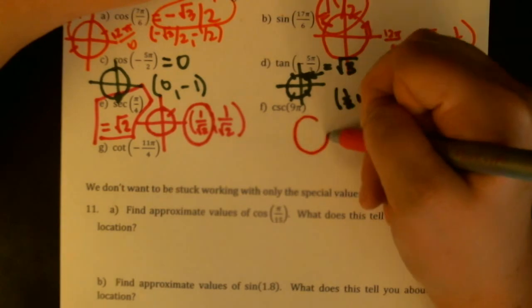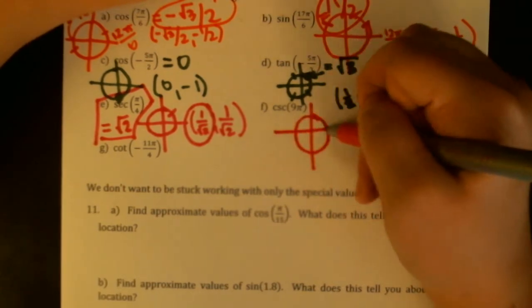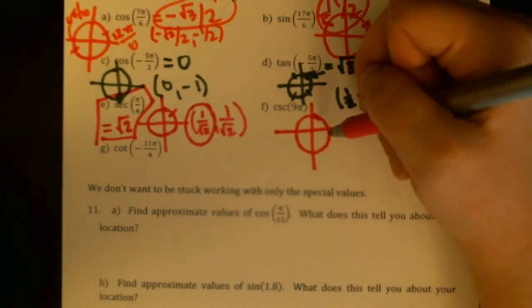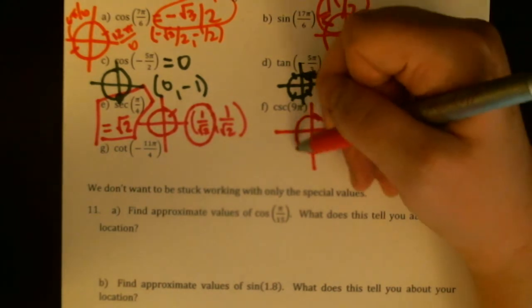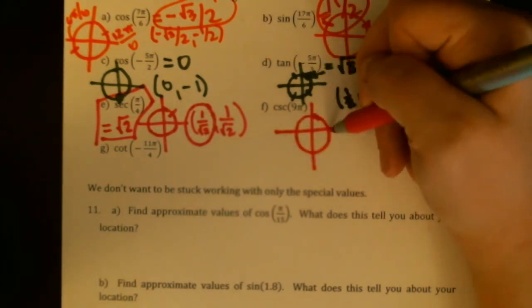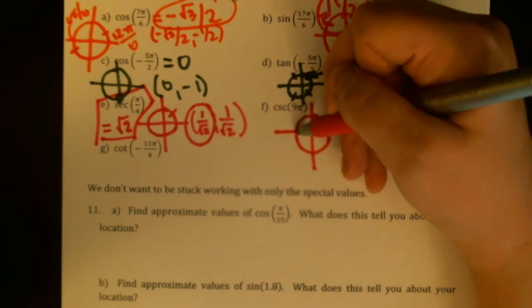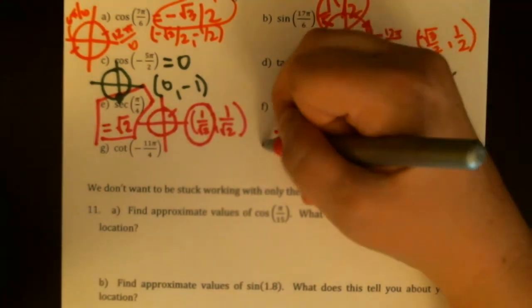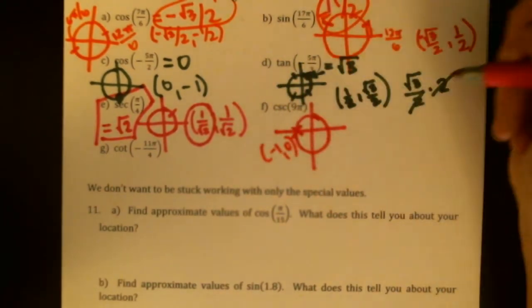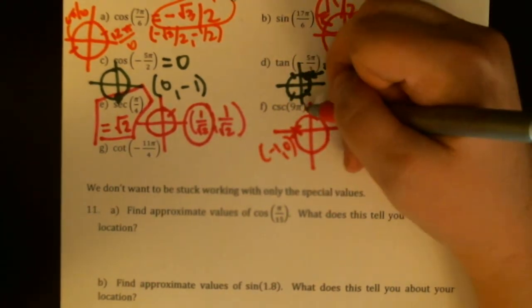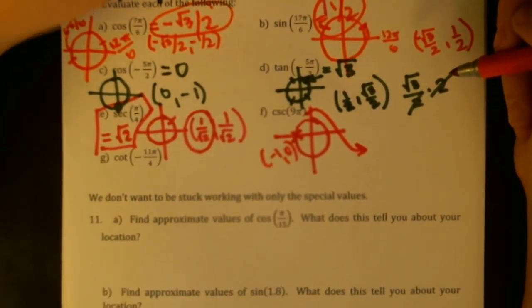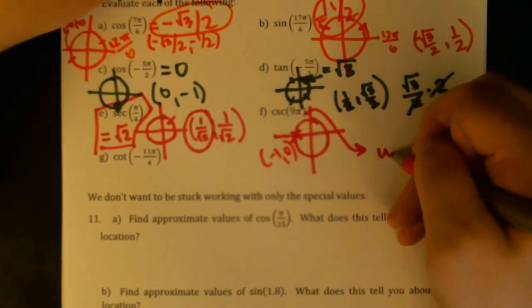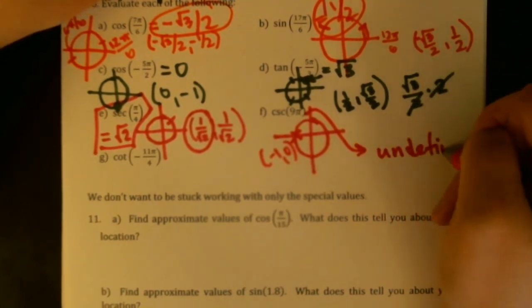Cosecant of 9 pi. Okay, so 9 pi, let's see, all the way around is 2 pi. So there's 2, 4, 6, 8, and then one more, 9 pi puts us right here, which is at negative 1, 0. We're looking for cosecant, which is the reciprocal of sine. So sine is 0, which means cosecant is actually undefined.